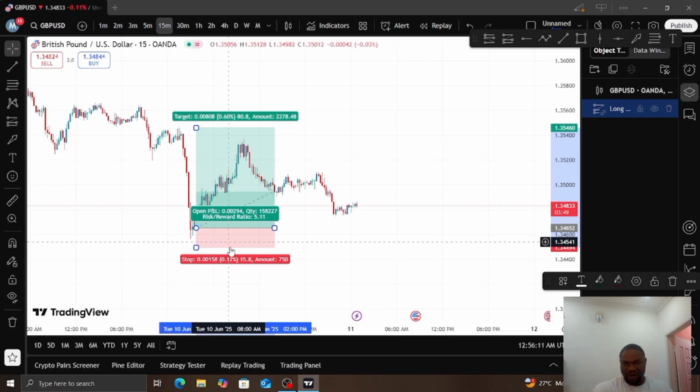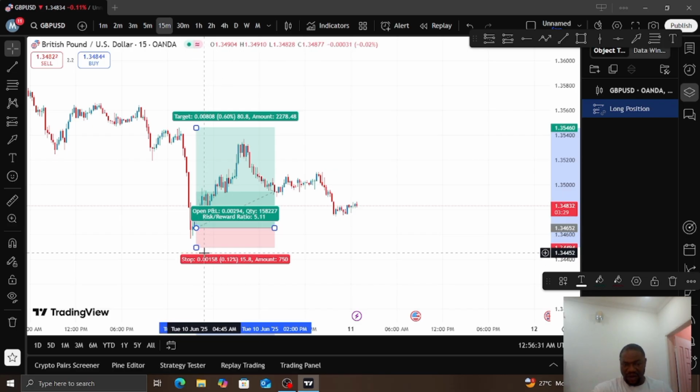Okay, and let's set our stop loss at, let's say, 15 pips. So you can see that down here where you have the pink coloration, or the red here, you can see that after the ratio 0.12, on this trade, you can see 15.8.